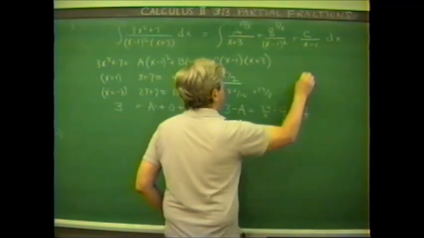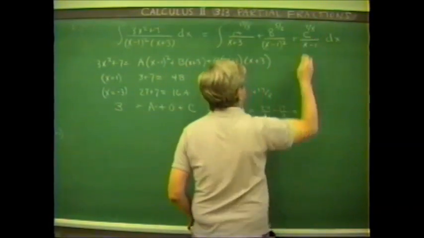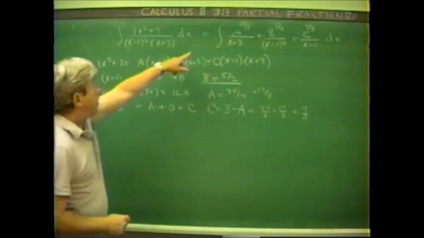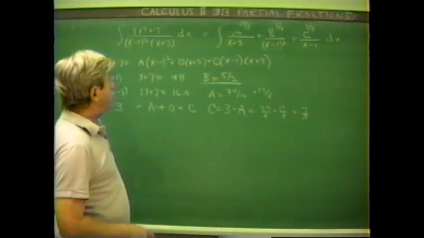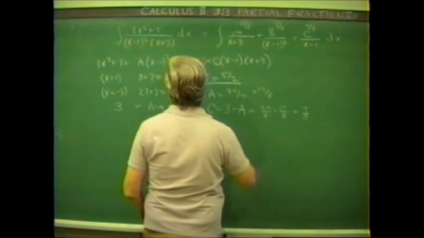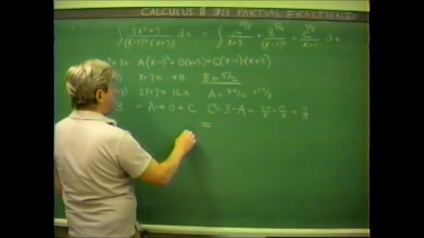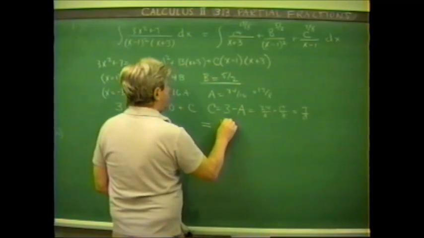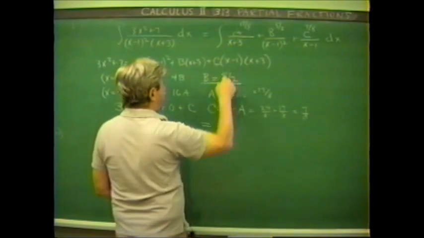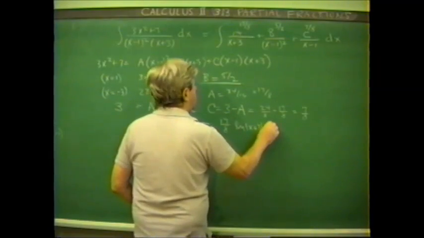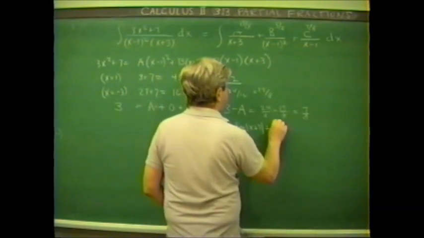So 7/8 should be C. All right. Assuming no errors have been made, those should be the constants up here. And now the antiderivative is going to be equal to what? 17 over 8. The antiderivative of 1 over x plus 3 is log absolute x plus 3, plus 5 over 2.